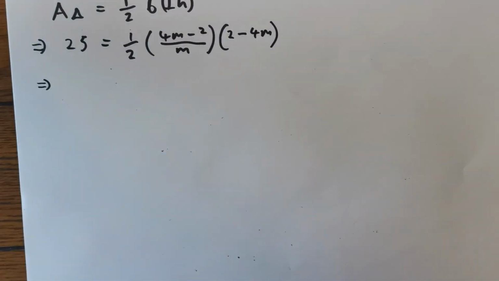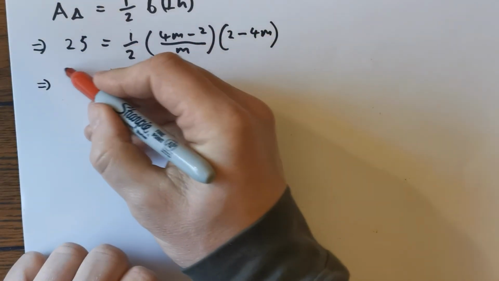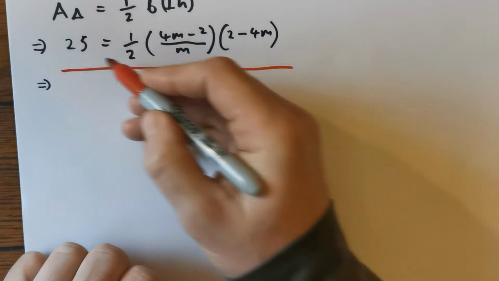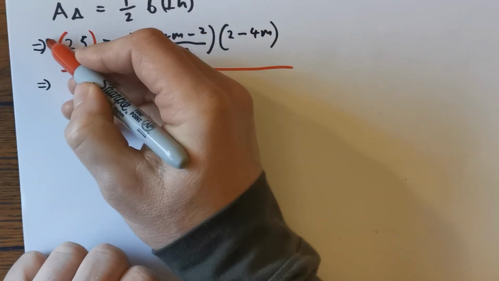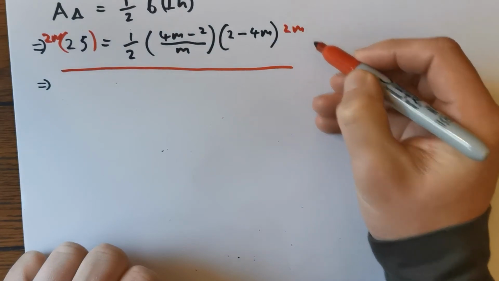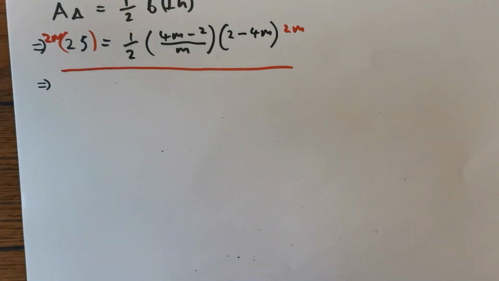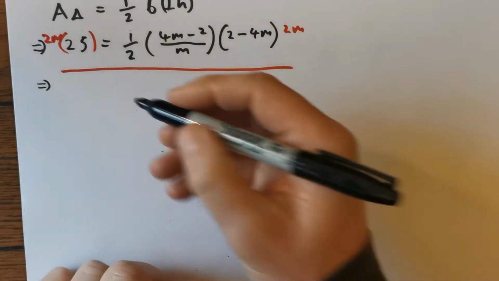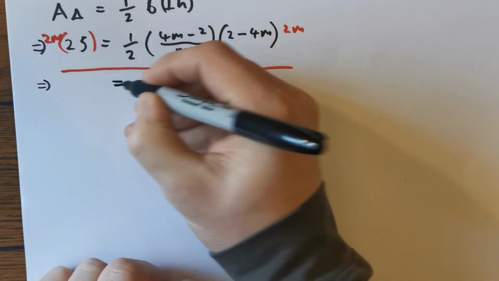So actually what I'm going to do on both sides of this equation is multiply by 2m. So I'm multiplying by 2m on both sides. If both sides are multiplied by the same quantity, then the two sides will remain equal.